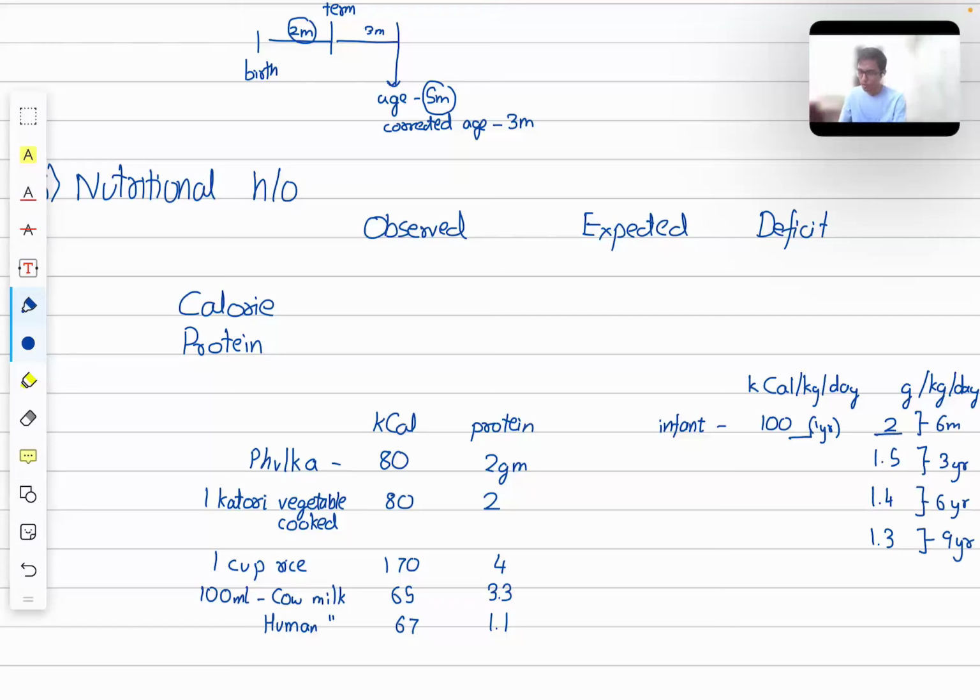So up to 6 months, the protein requirement is 2 gram per kg per day. From 6 months to 3 years, it is 1.5 gram per kg per day. From 3 to 6 years, 1.4. And from 6 to 9 years, 1.3.